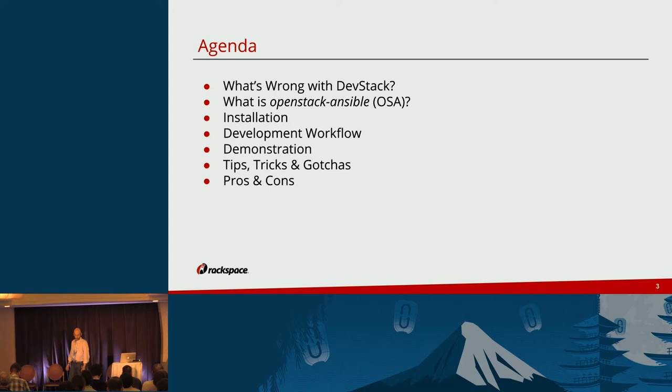So just to give you an idea, and if you think this is not interesting, you can just go find something else to do. I'm going to talk about the problems I have with DevStack. I'm going to start with that. Then I'm going to show you this project, OpenStack Ansible, give you a quick description. I'll tell you how to install it, which is very easy. I have a demonstration. And then in the end, I'm going to give you some pros and cons. This isn't a project that you can use for every type of OpenStack upstream work. So I'm going to tell you what works and what doesn't. So it's not really a full replacement for DevStack. If you were hoping for that, I'm sorry.